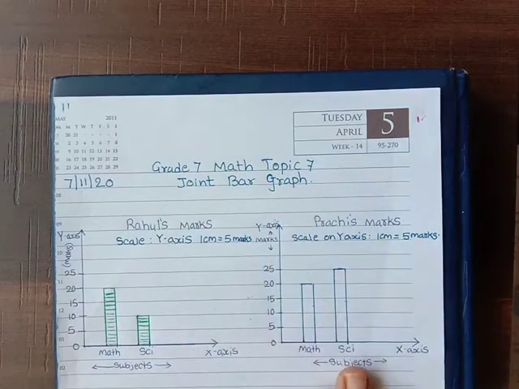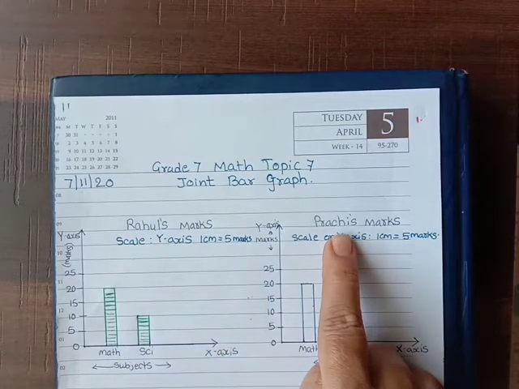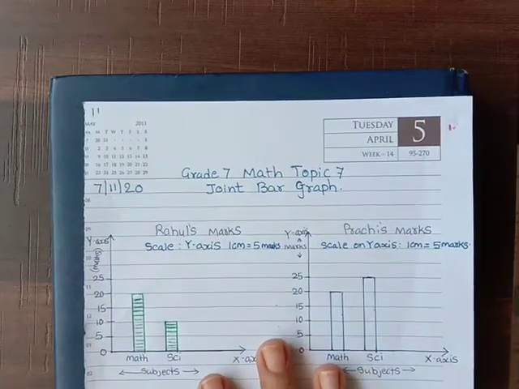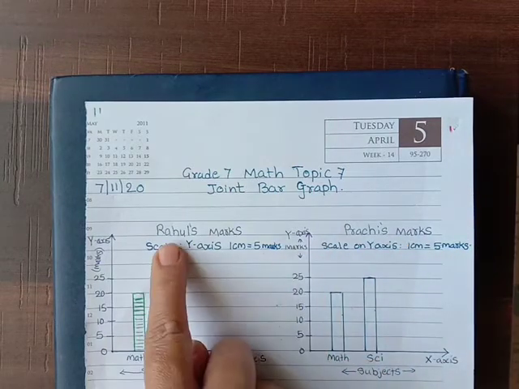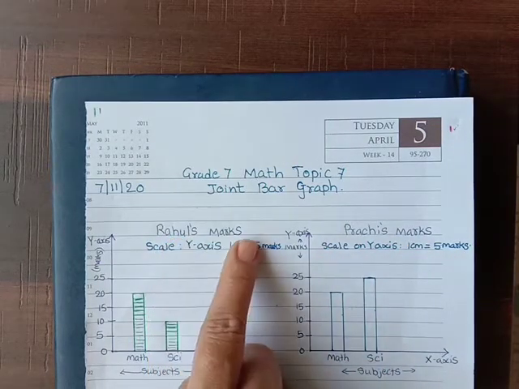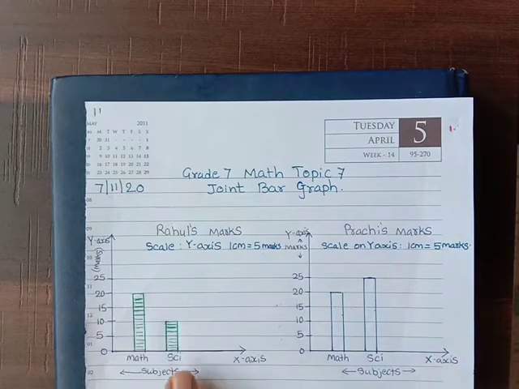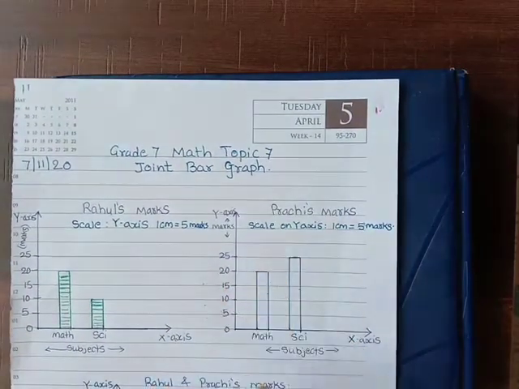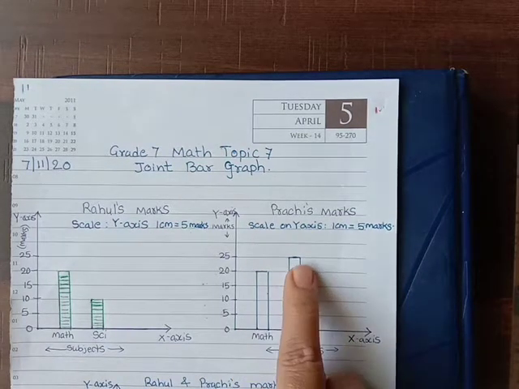Now you are familiar with bar graphs. So if I have two students, one is Rahul and another is Prachi, and I am showing their marks with the help of a bar graph, how much they scored in maths and science, then I have this form. For example, this is Rahul's graph, and this is Prachi's graph. In Rahul's graph, maths, you can see he has scored 20 marks, and in science, he has scored 10 marks. Now these are Prachi's marks. Prachi has scored in maths 20 marks and in science she has scored 25 marks.